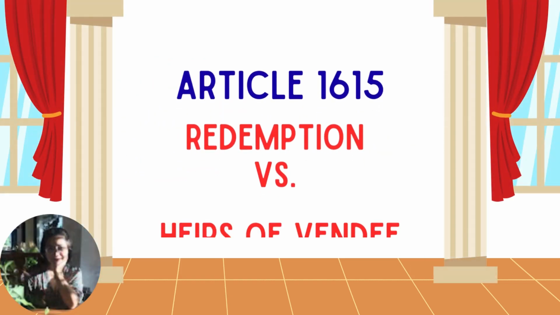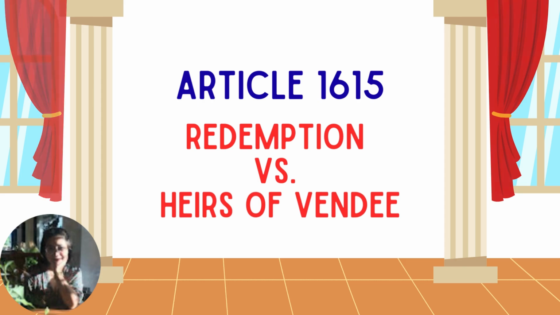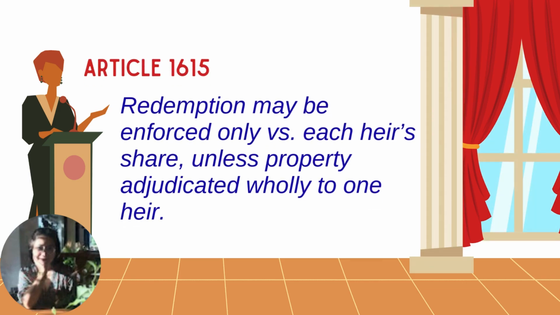Article 1615, Redemption versus Heirs of Vendee. This article explains the procedure for exercising the right of redemption when the buyer dies and the property passes to multiple heirs. So, as a general rule, if the vendee leaves several heirs, the original seller can only bring the action for redemption against each heir for his or her own share. So, this rule applies regardless of whether the property remains undivided or has already been partitioned among them.